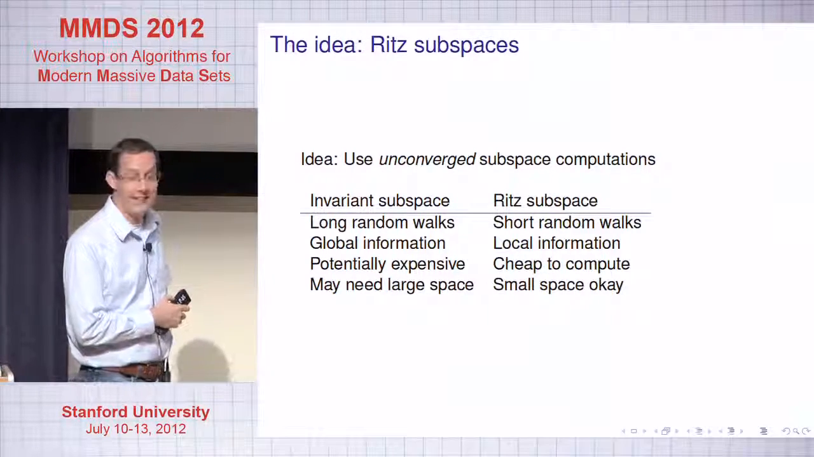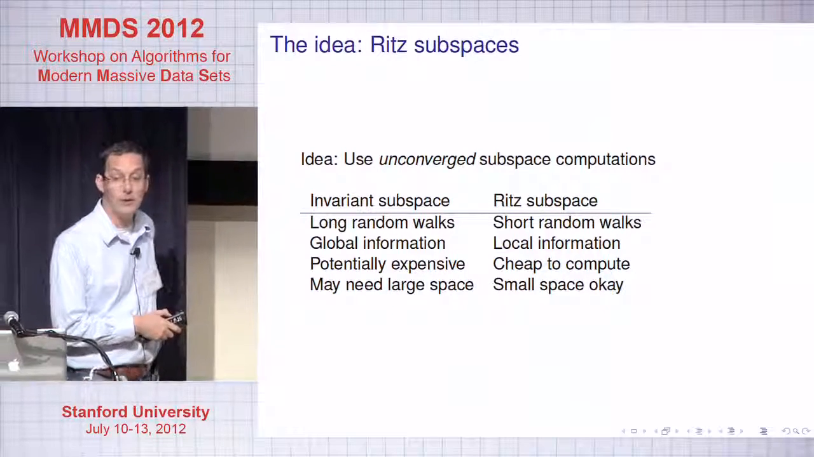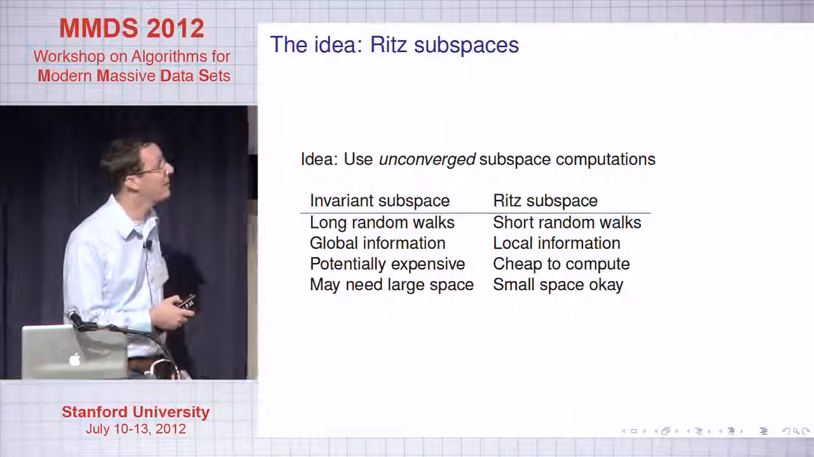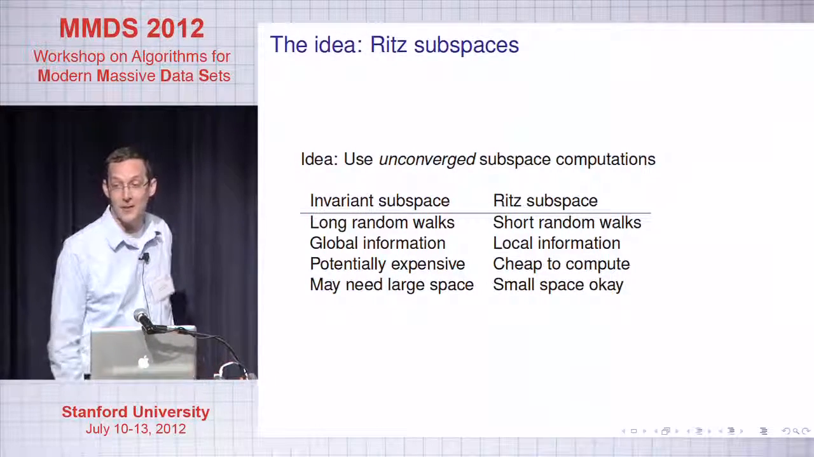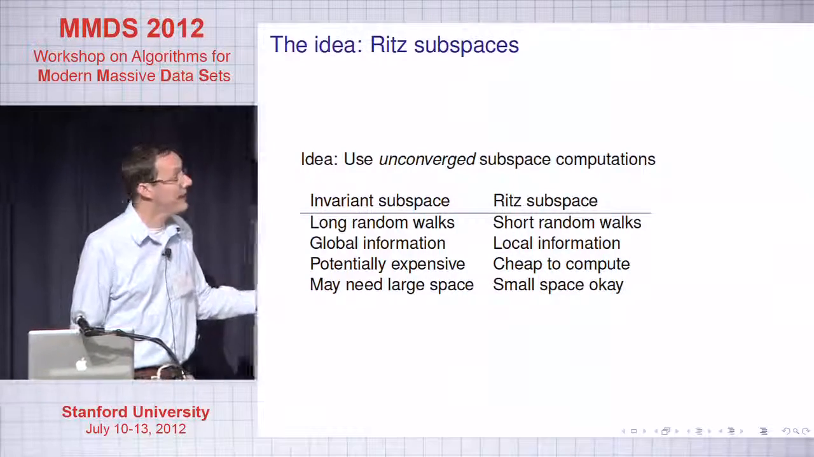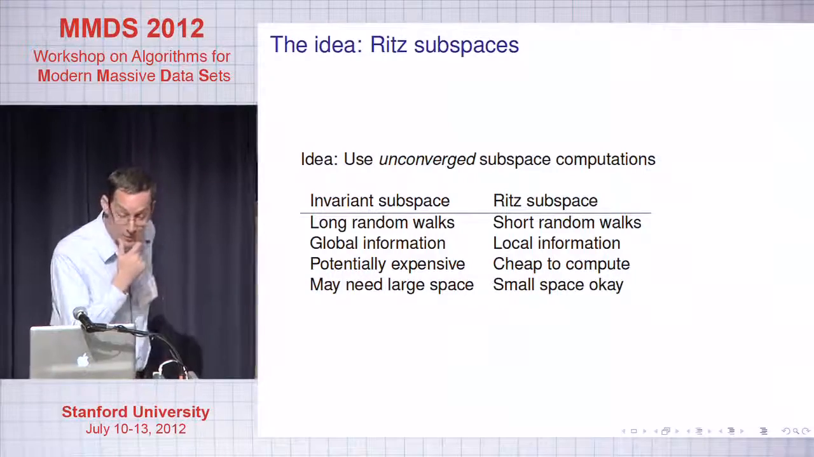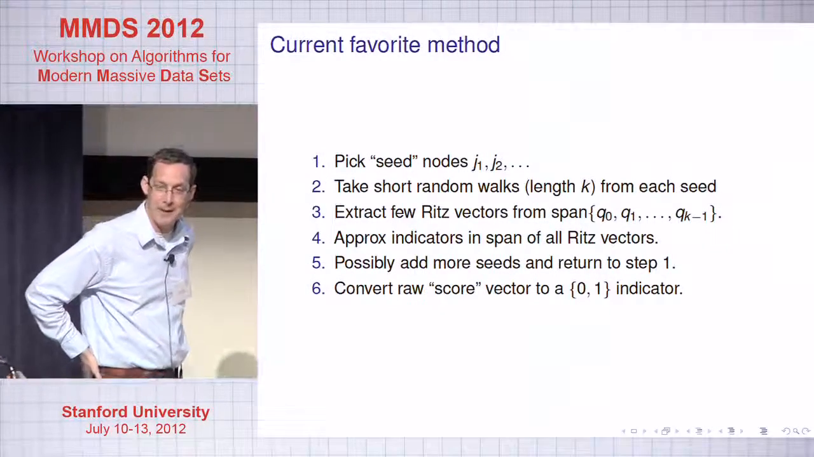Invariant subspaces, taking a few eigenvectors is good for global information. This is much more local, right? Computing eigenvectors, particularly if I need a lot of them, that's expensive. This is cheap. Maybe for eigenvectors, I need a large space in order to resolve very fine features. Here, maybe a small space is OK.